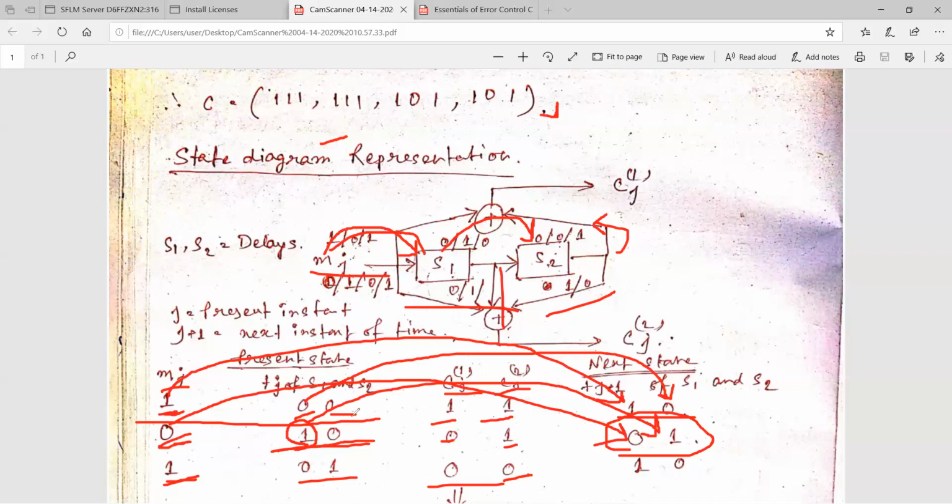Okay. So when two delays are present, that means S1 and S2, then four combinations will be available. That means 0 0, 0 1, 1 0 and 1 1. Every time you have to consider the present state as 0 0, 0 1, 1 0, 1 1, and you have to consider Mj for each state. We have to consider two values, 1 and 0. So in this way, you have to make this table. You can follow from the book what I'm telling you.